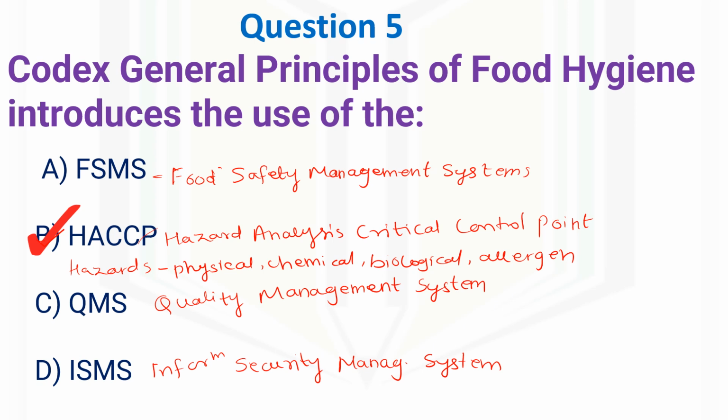Now what is FSMS? It is Food Safety Management System. It is given to control the food safety hazards within the food business to ensure that the food is safe to eat. It is a global standard given by the International Organization for Standardization, that is ISO 22000. So the FSMS is also known as ISO 22000.